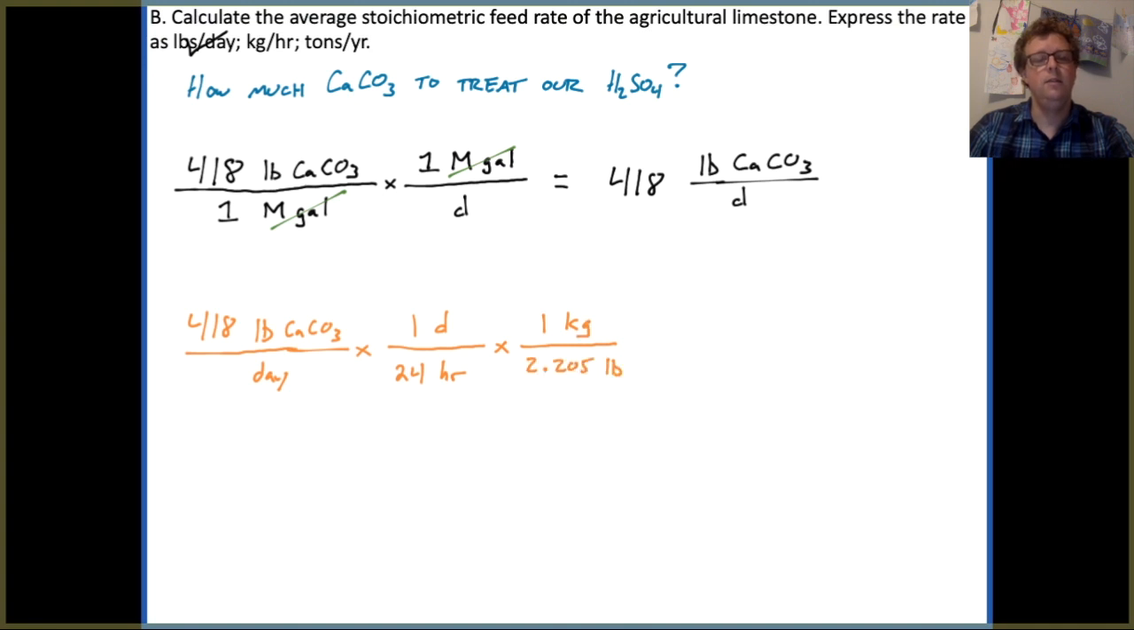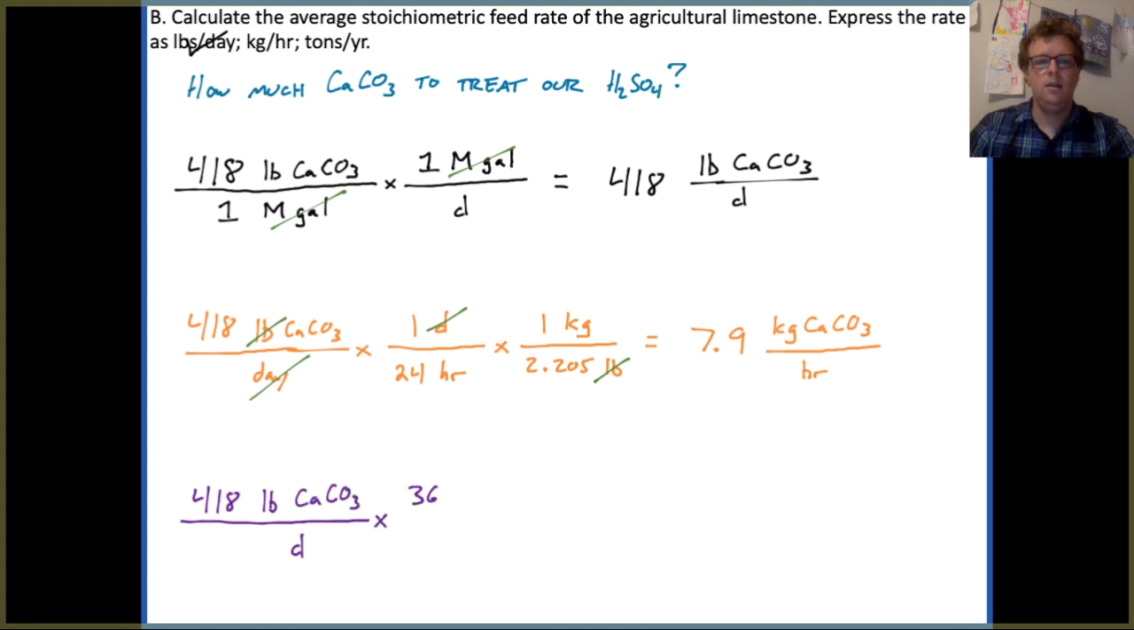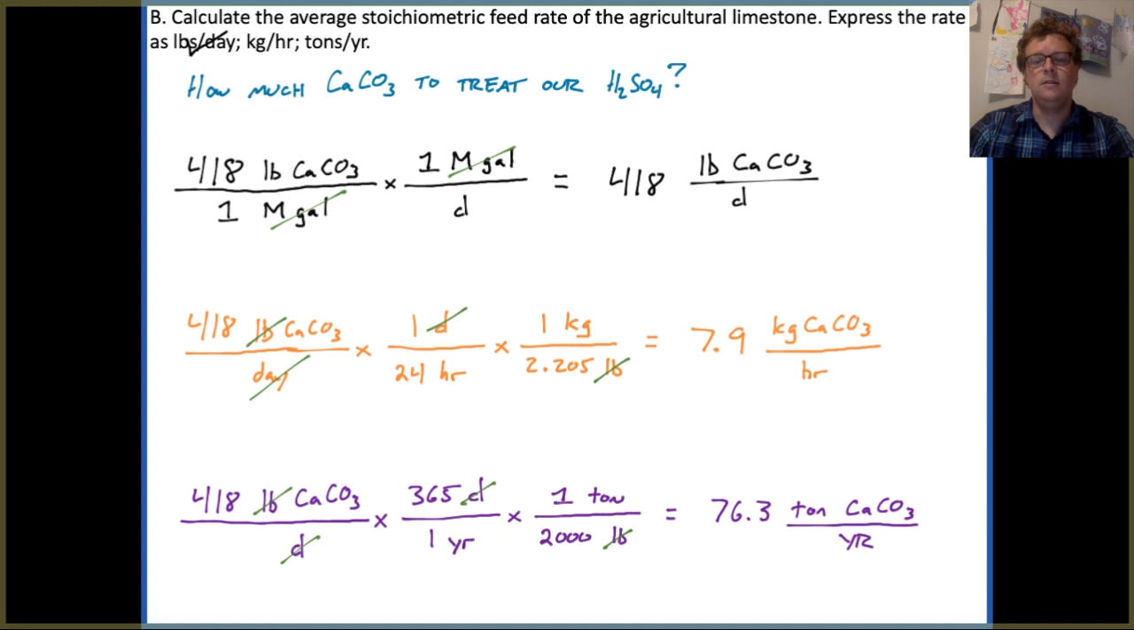And so here you can see me converting from days on the bottom into hours in the denominator and pounds into kilograms. And again, that's a lookup for that conversion. Cancel units, and we need to add about 7.9 kilograms of limestone per hour. And to get into tons per year, the key conversion to know there, 1 year is 365 days, 1 ton is 2,000 pounds. And so in a year, it's going to take just over 76 tons of limestone to complete this neutralization.